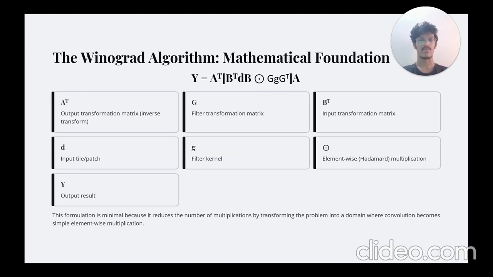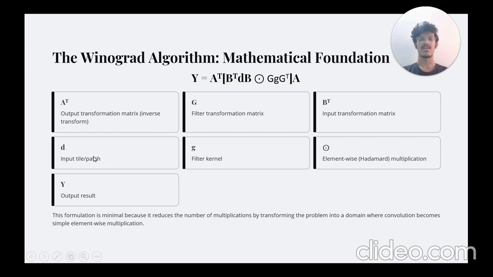Here you can see the formula: Y is equal to A transpose times [(G g G transpose) Hadamard (B transpose d B)] times A. Now it might look complicated. A transpose is the transformation matrix which we apply on the value we get from the inner bracket. G is the filter transformation matrix, that is the kernel transformation, and B transpose is the input transformation. It might sound complicated, but soon enough I'll show how these are derived.